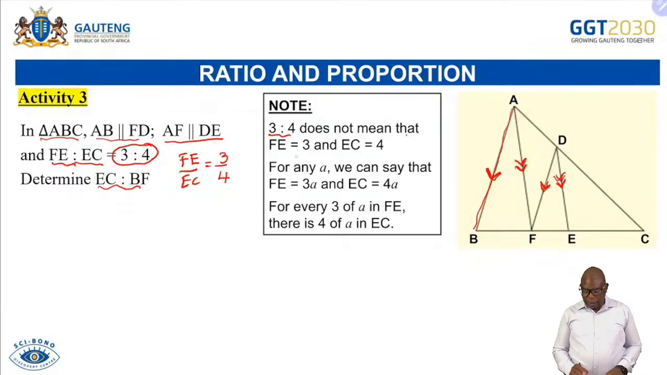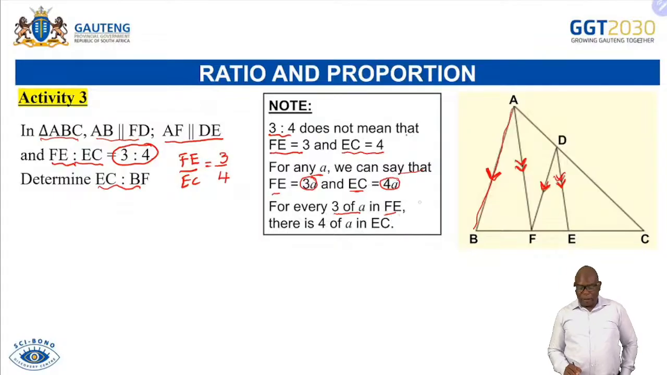Now, here's the note, very important. 3:4 does not mean that the length of FE is 3. It also does not mean that the length of EC is 4. So it means for any A, we can say that FE is 3 times that A. For any EC, it will be 4 times that A. So for every 3 of A in FE, there's 4 in EC. And that is what it means.